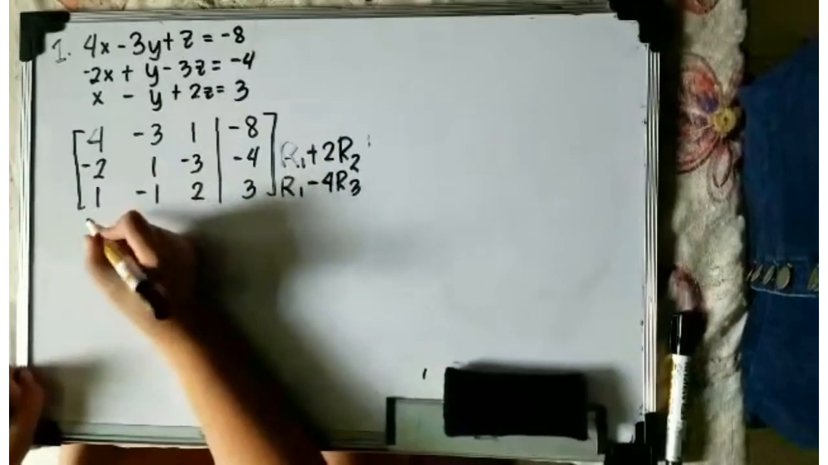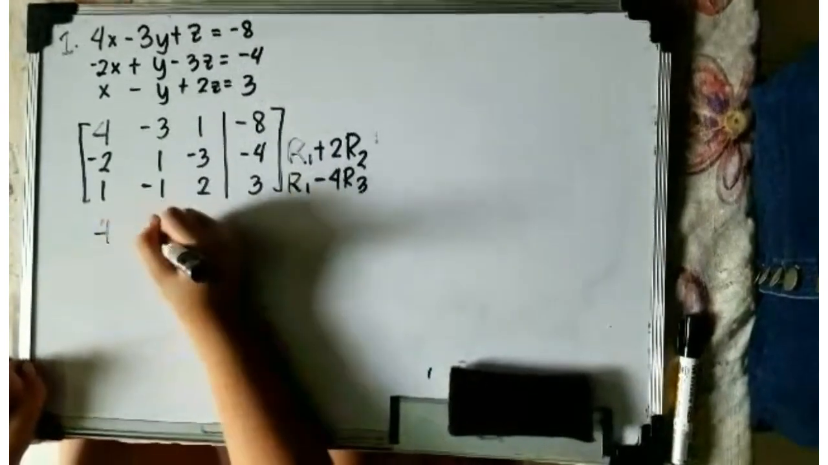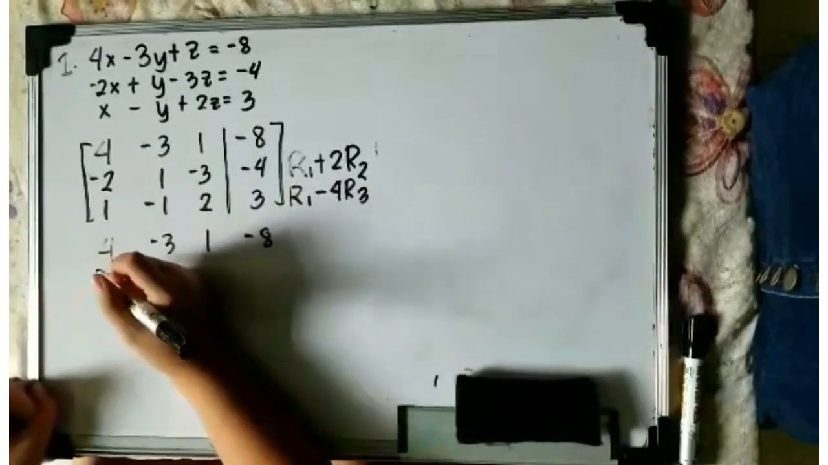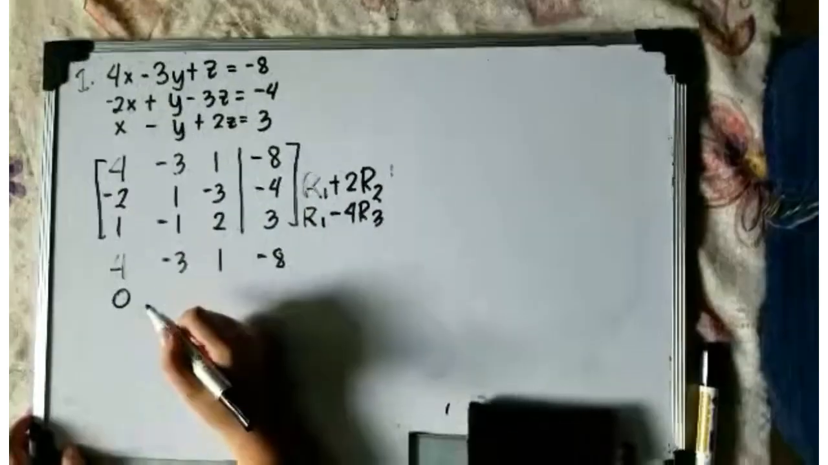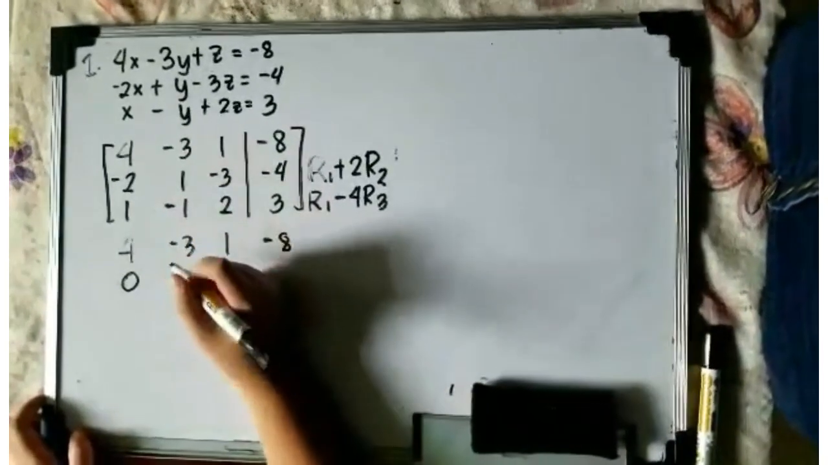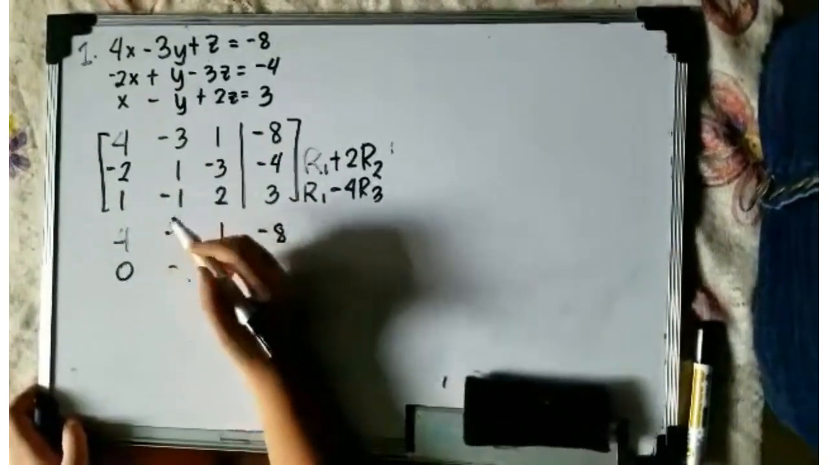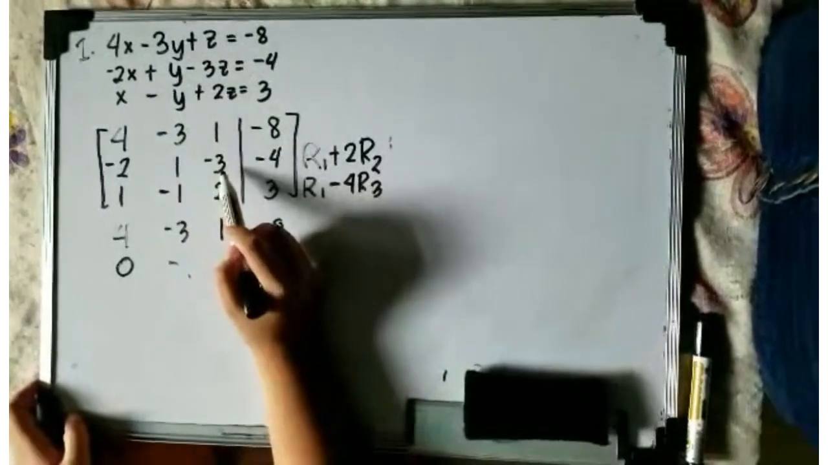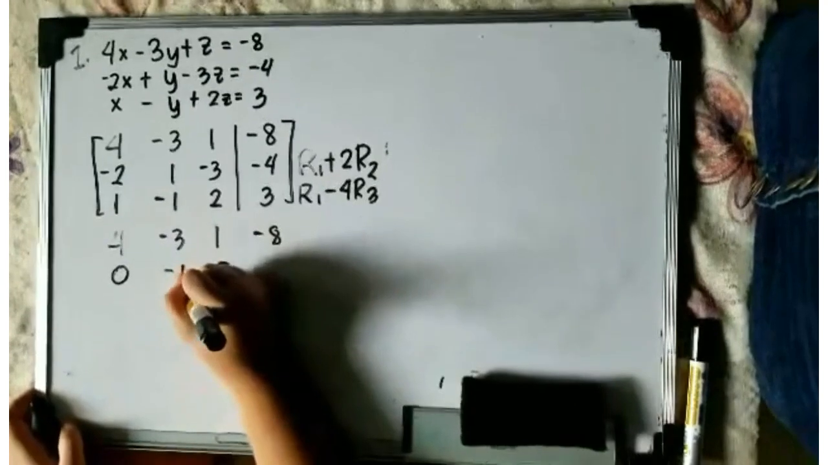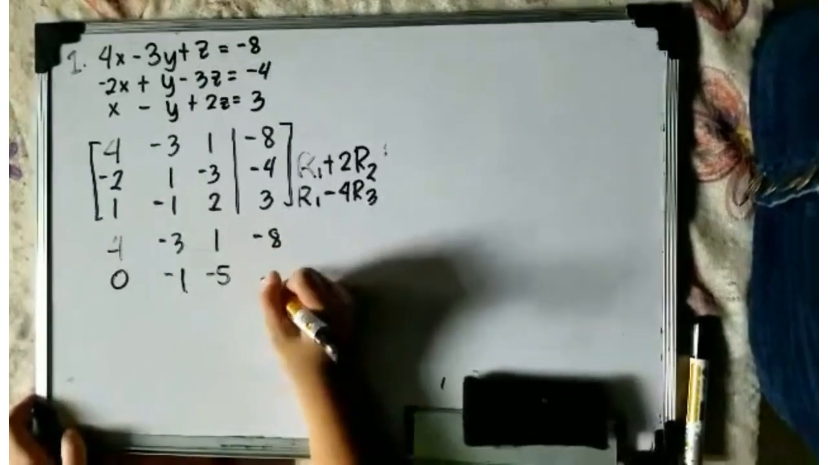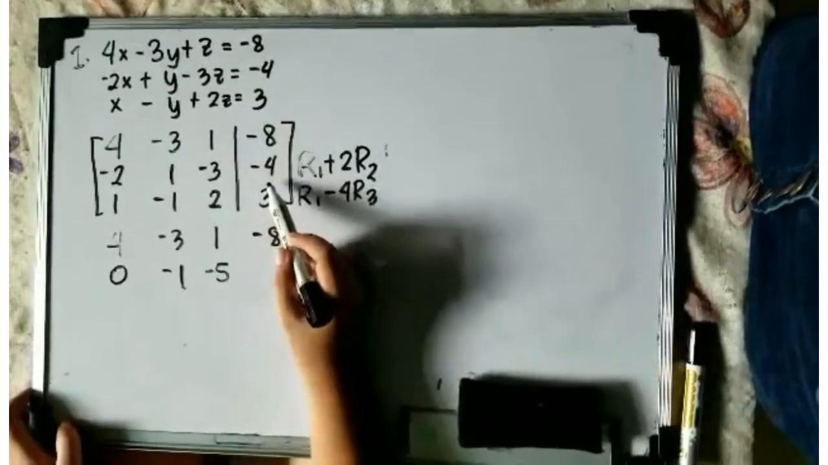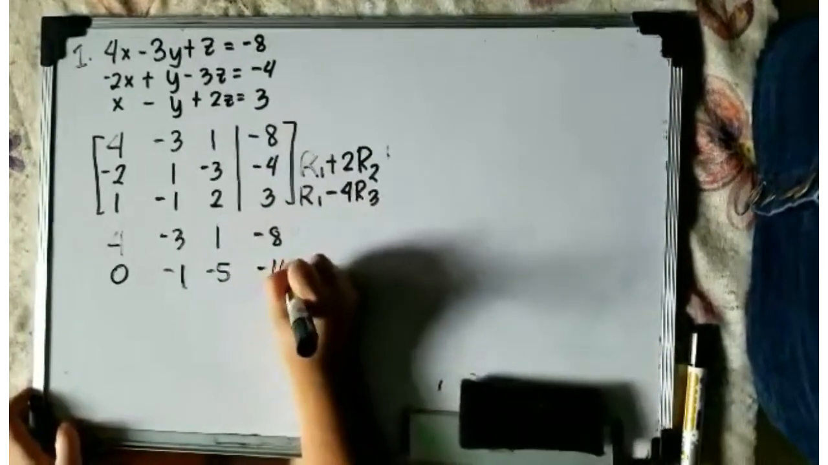So first we will copy the first equation: 4, negative 3, 1, and negative 8. So 4 plus 2 times negative 2 is 0. So next is negative 3 plus 2 times 1, which is negative 1. Next is 1 plus 2 times negative 3, which is negative 5. Then the next value is negative 8 plus 2 times negative 4, which equals negative 16.